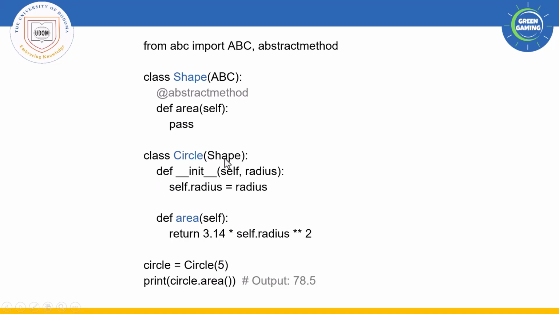Then we have a class called Circle, which inherits the Shape class, right? So Shape is a superclass from which Circle can implement different methods. For instance, we can implement this area, right? So area is equal to 3.14 times radius, which we will put when we implement the shape, times 2. So the moment we create an object for this Circle right here, we can print circle.area, which will output the value for our circle. So that is abstraction.